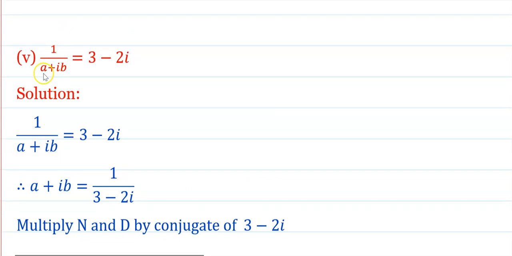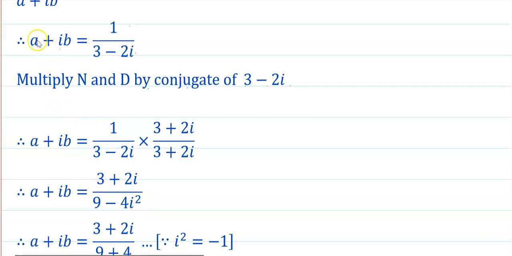1 upon a plus ib is equals to 3 minus 2i. Okay. Now this expression again can be written as a reciprocal. Take the reciprocal of both sides. Means what? Here you will get a plus ib is equals to 1 upon 3 minus 2i. Now simplify. Now multiply the numerator and denominator by the conjugate of 3 minus 2i.